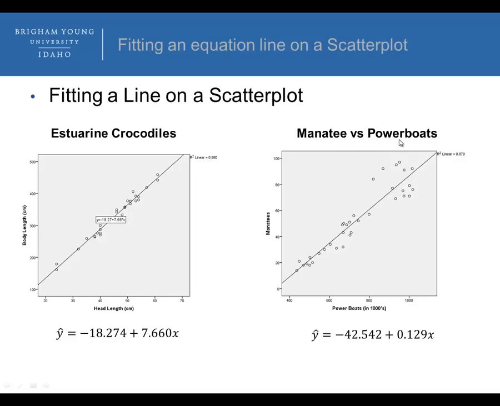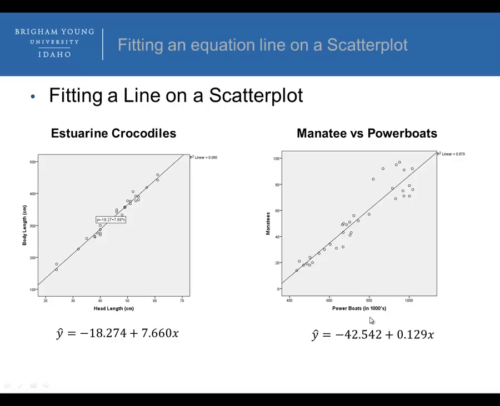Now here are the two fitted lines on the two scatter plots, one for crocodiles, one for manatees versus powerboats, showing how many manatee were killed based on the number of powerboats registered in thousands. Basically, I wanted to show you that here's the regression equation, and here is the fitted line in the scatter plot. If this were to go all the way to 0, where x is equal to 0, this line would hit negative 18.274. But as we go up by 1, the body length in centimeters would increase by 7.660.